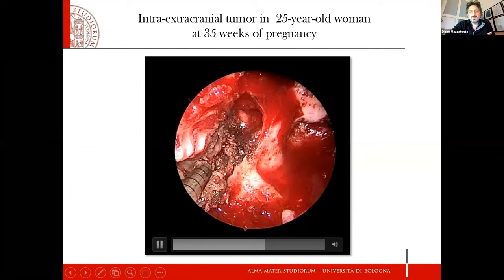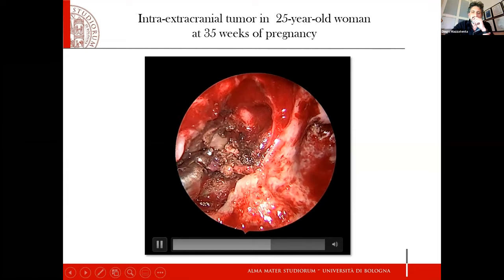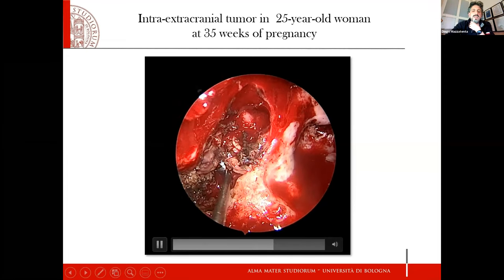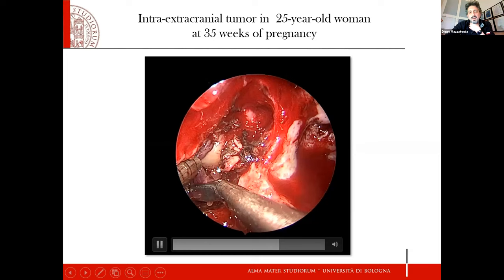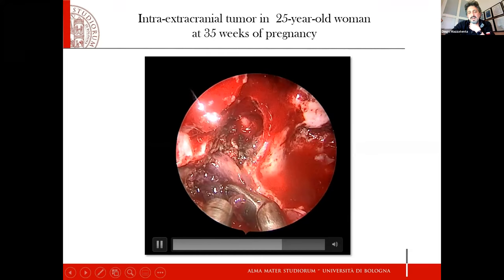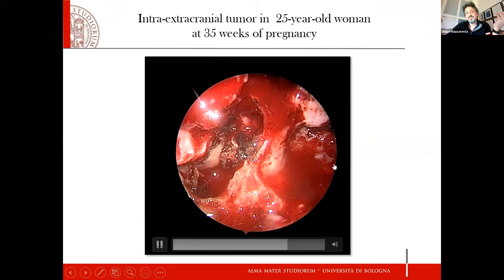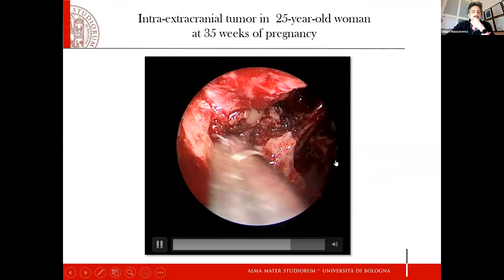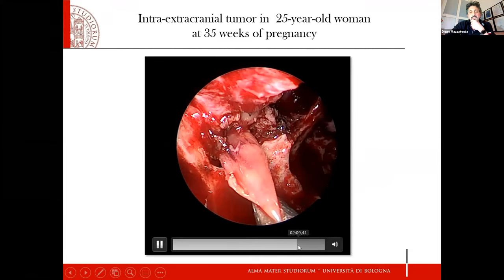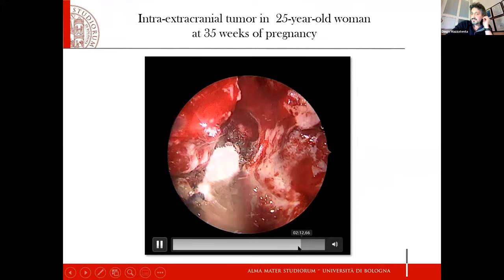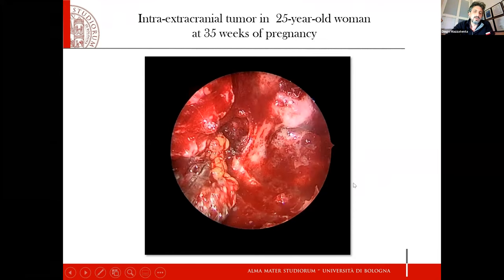We continue the tumor removal and follow the tumor in the medial cranial fossa. This is the brain, the medial part of the temporal lobe, and we find an extraaxial lesion, and it's possible to dissect it from the brain. We continue with piecemeal tumor removal, and at the end, this was the temporal lobe. We control the hemostasis, we close with fat.